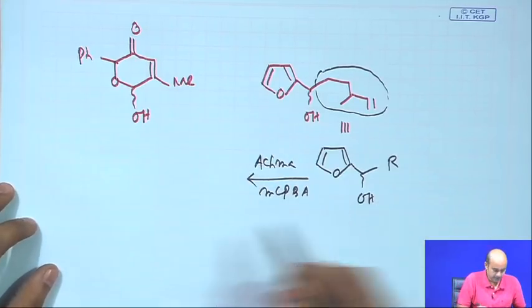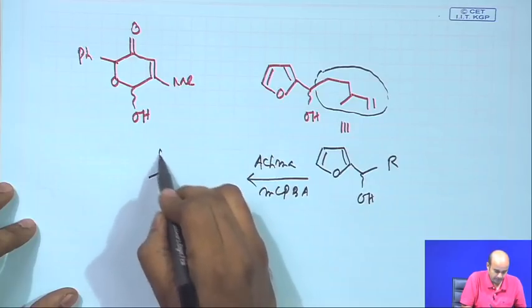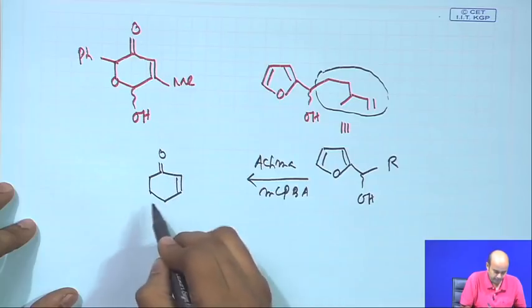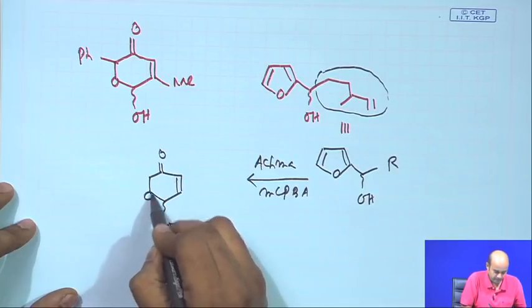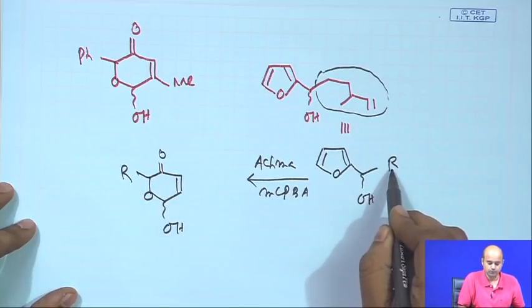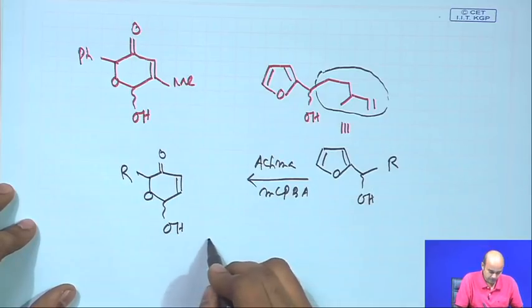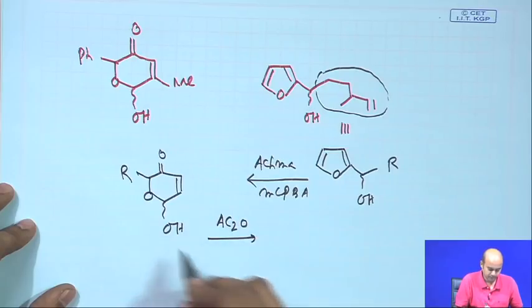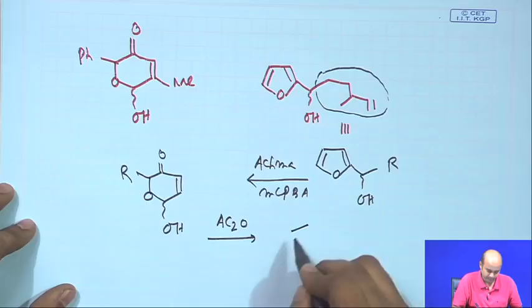After this Achmatowicz reaction, you will get the compound, the 6-membered ring as we explained earlier. This R group is basically this group. So, you are very close. Now, what do you need to do? You just need to do an acetylation to put this acetate group here.